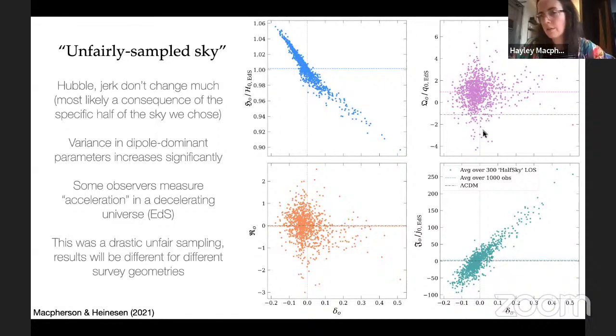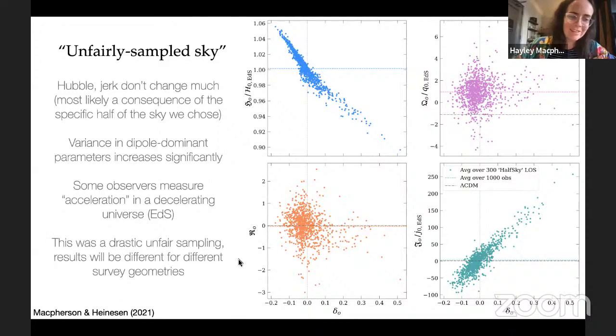So there is no acceleration of length scales in this simulation, but yet some observers do measure a negative Q, and some even measure beneath this line here, which shows the Lambda CDM value of Q. And similarly for the curvature parameter, we can see that once these anisotropic variances are affecting your measurement, you're really not probing global properties of the universe anymore.